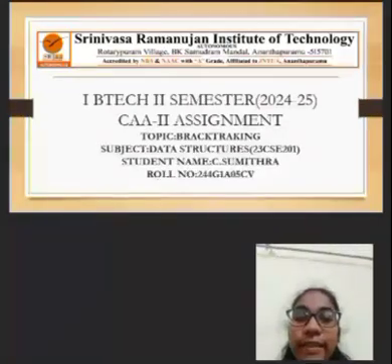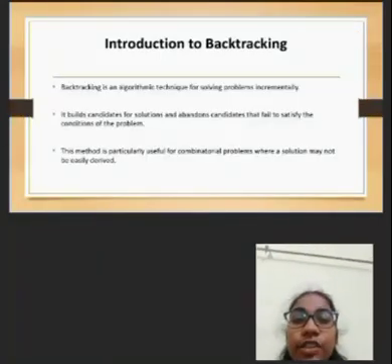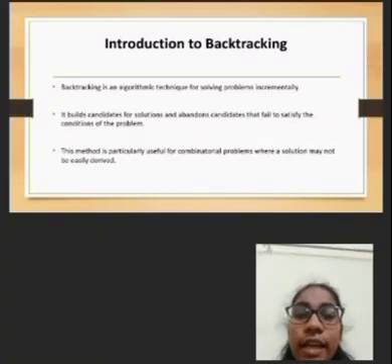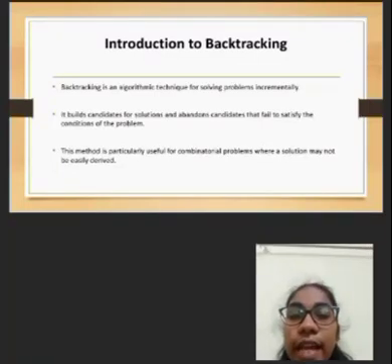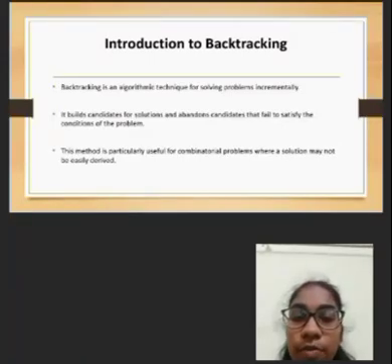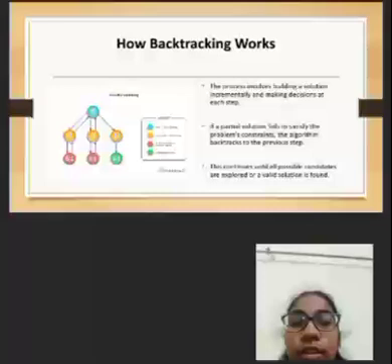Today's topic is backtracking. Introduction to backtracking. Backtracking is an algorithmic technique for solving problems incrementally. It builds candidates for solutions and abandons the candidates that fail to satisfy the conditions of the problem. This method is particularly useful for combinatorial problems where a solution may not be easily derived.